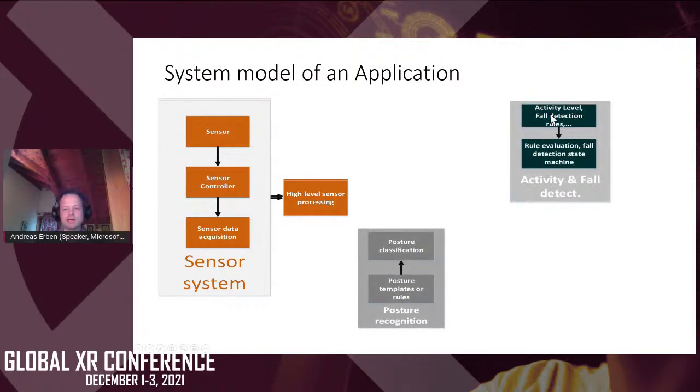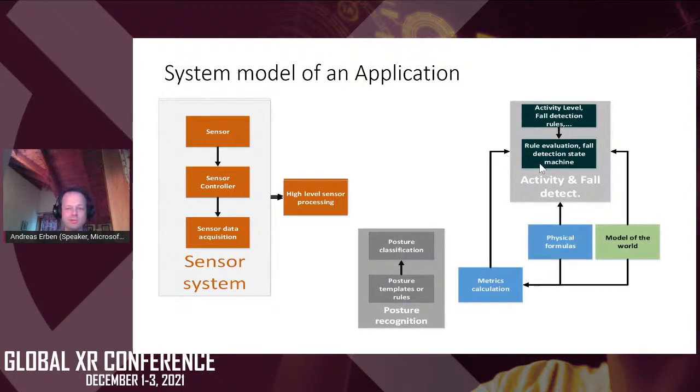That could be, for example, activity levels, and then rules that you trigger depending on those activity levels, or you detect a fall based on a state machine. A state machine could be like, hey, somebody is standing, versus the next moment somebody's not standing and only a short period of time passed. This would then be a fall, for example. And you hook all this up with a general understanding and model of the world.